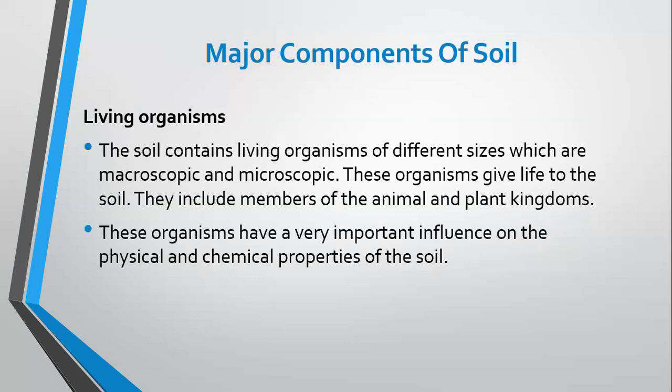The third major component of soil is the living organisms. Now, the soil contains living organisms of different sizes: macroscopic, which means that they are large and can be seen by naked eyes, and microscopic, which are small organisms that cannot be seen by naked eyes. Now, these organisms are the ones that give life to the soil. They include members of all the animal and plant kingdoms. These organisms have a very important influence on the physical and the chemical properties of the soil.